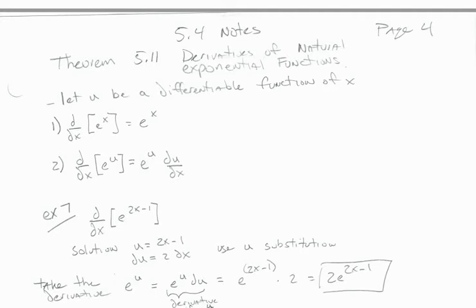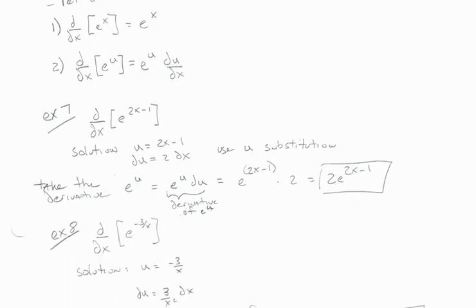So let's go through example 7. We're going to take the derivative of e to the 2x minus 1. For simplicity purposes, we can use U-Substitution to start, but as we work through this, I think you'll see that you may not use it. But let's let u equal 2x minus 1. Therefore, our du is 2 dx.